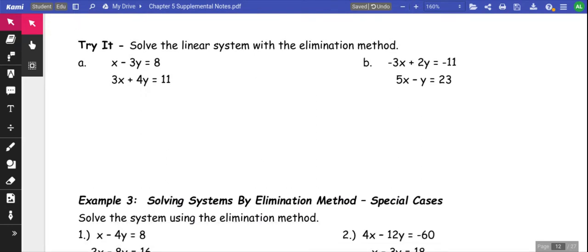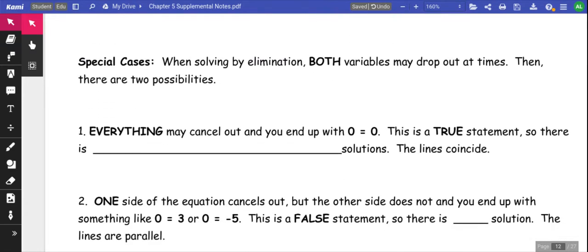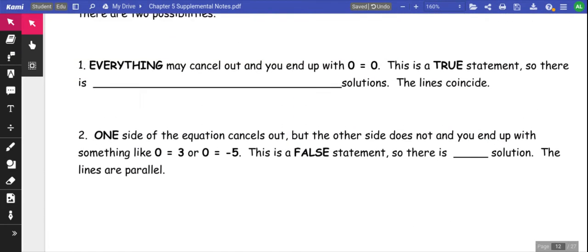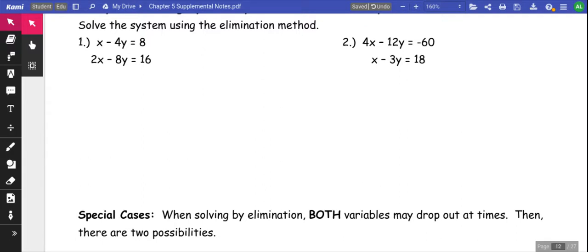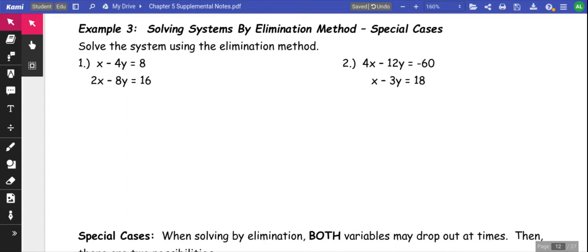All right, more examples. Let's look at one of these special cases, and then we'll get on to quote-unquote day 2, and I'm just going to leave it all as one video. Okay, so we have this x minus 4y equals 8, and then 2x minus 8y is equal to 16.